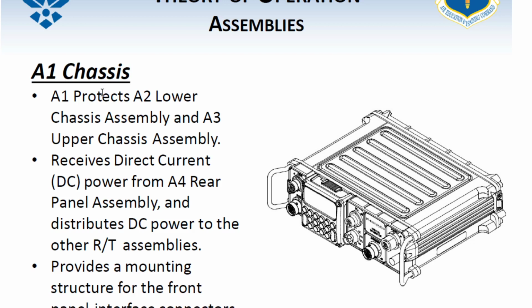So A1 chassis, that's the A1, it protects the A2 lower chassis. I like to call this thing the turtle shell. As you guys may have noticed yesterday when you were in class, what color was the radio? Green. It was green. What does a turtle shell do for a turtle? It protects everything on the inside. What do you think the A1 chassis is doing? Same thing. Yeah, that's a turtle shell.